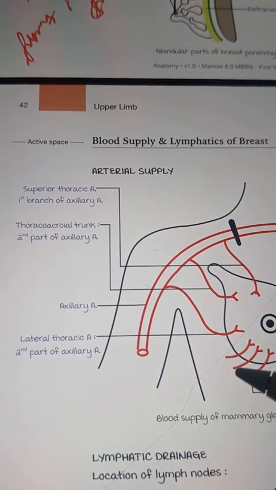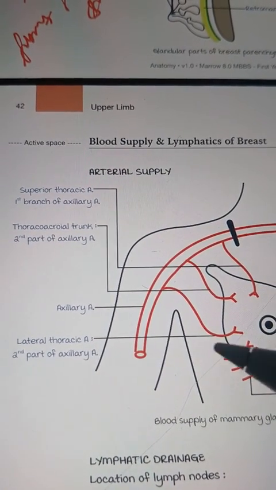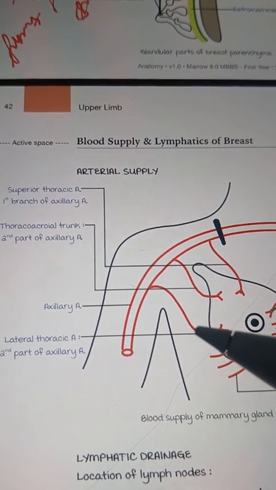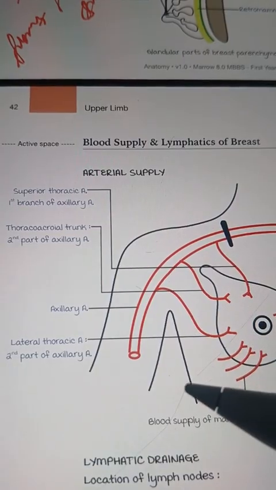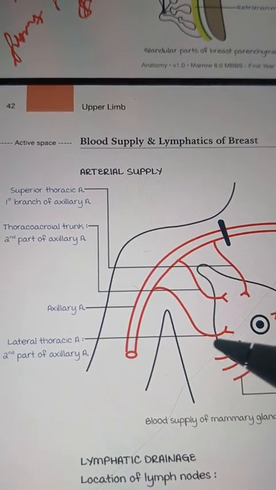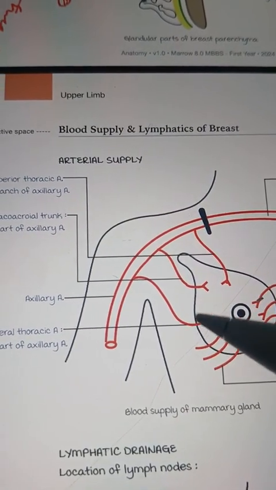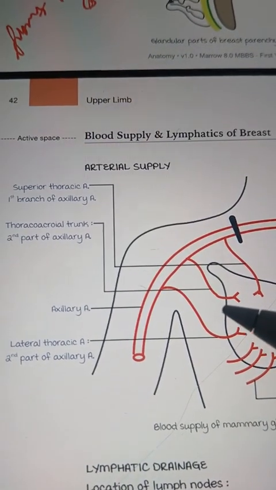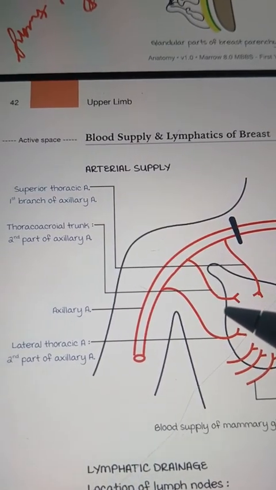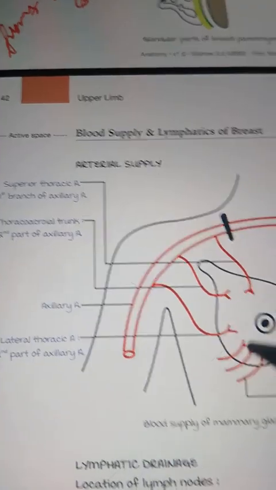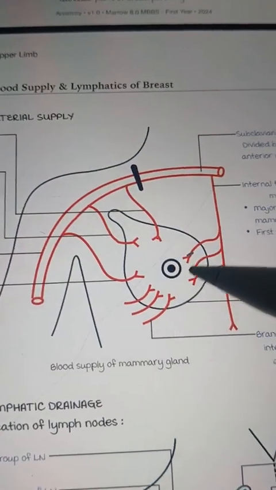This is the lateral thoracic artery, the superior thoracic artery, and the thoracoacromial trunk. This is the axillary artery, and the lateral thoracic artery is from the second part of the axillary artery. It's important to understand that the superior thoracic artery, the thoracoacromial trunk from the second part of the axillary artery, and the lateral thoracic artery all of them supply the breast.